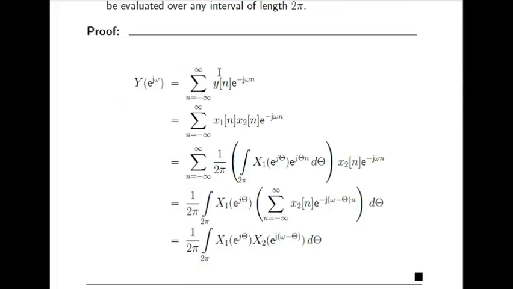Y of e to the power j omega will be the summation from n equals minus infinity to infinity of y of n e to the power minus j omega n. I have replaced y of n with x1 of n into x2 of n. The x1 of n I can rewrite by the inverse Fourier transform formula, 1 upon 2 pi integration over 2 pi of X1 of e to the power j theta e to the power j theta n d theta, into x2 of n e to the power minus j omega n. So I can rewrite it in this manner, where the summation is of x2 of n e to the power minus j (omega minus theta) n, which is the frequency shifted version of the Fourier transform of x2 of n.